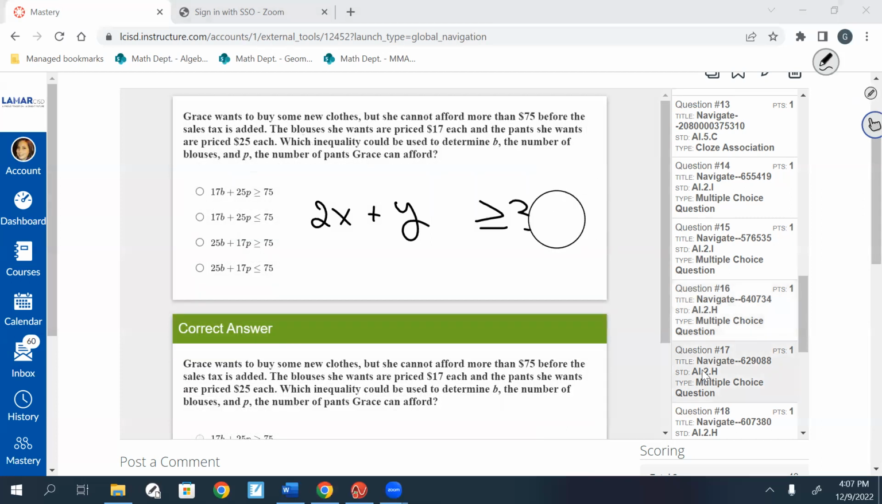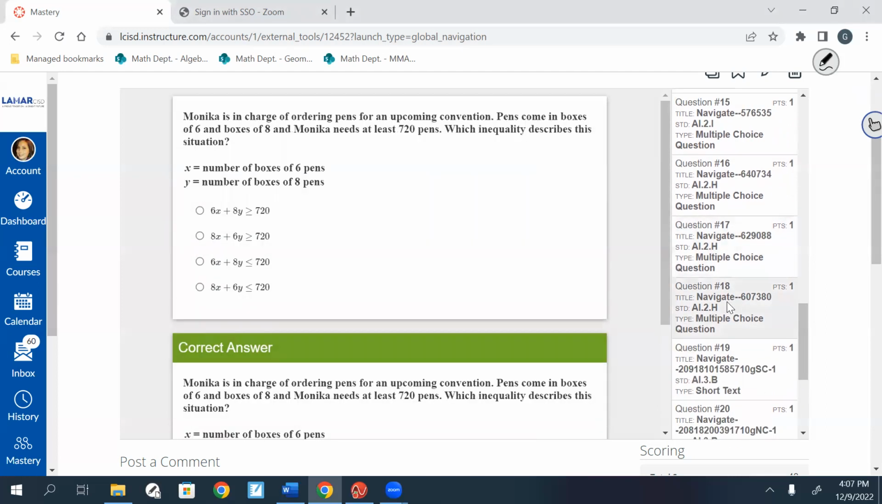Okay, this next one is also similar to the one that we just did. So I'll leave that one to you guys. Same thing here on this one.